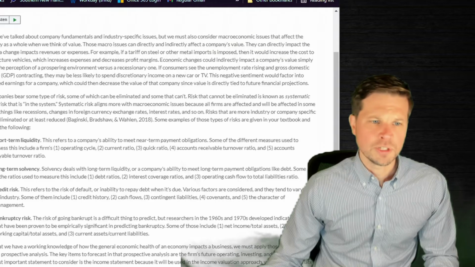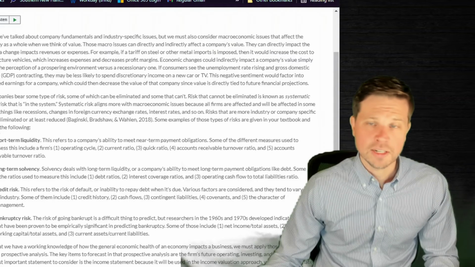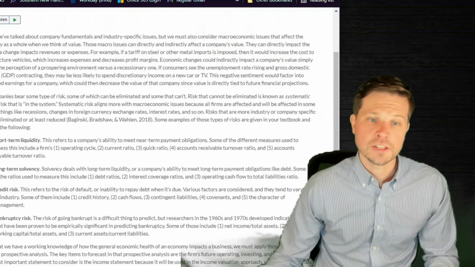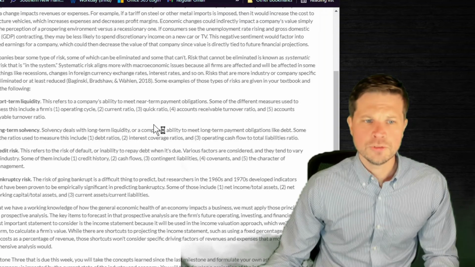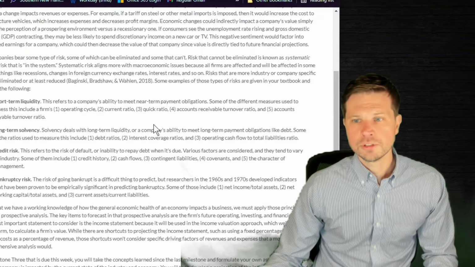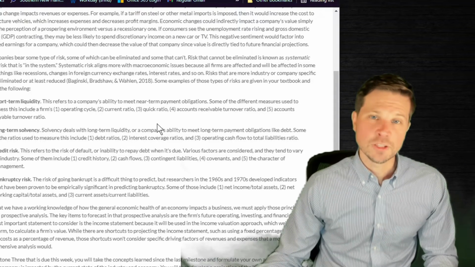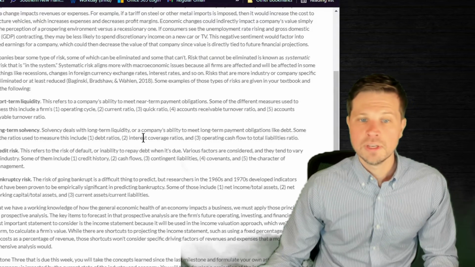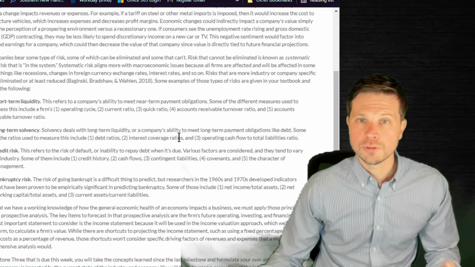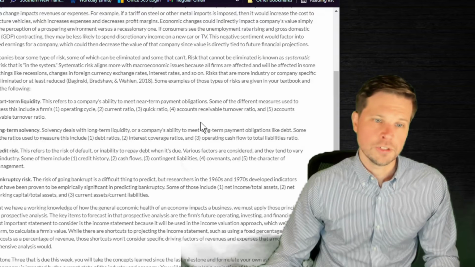Some examples of those are going to be like your short-term liquidity, and ways to assess short-term liquidity are looking at a company's operating cycle, its current ratio, which is just its current assets divided by current liabilities, quick ratio, asset receivables turnover, accounts payable turnover ratio, and to analyze long-term solvency, which is whether or not a company will be in operation over the long haul based on their revenues and the debt that they have to service and pay off over time. And that can be analyzed by looking at a company's debt ratios, interest coverage ratios, which interest is like the interest you pay on debt, and then operating cash flow to total liabilities ratio.